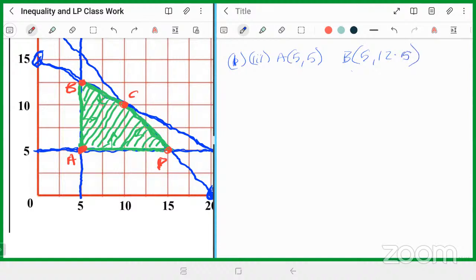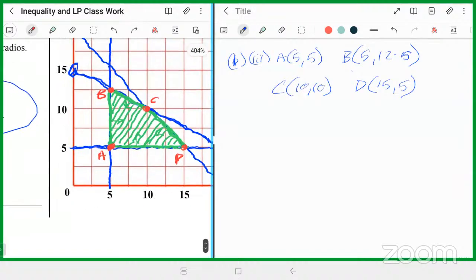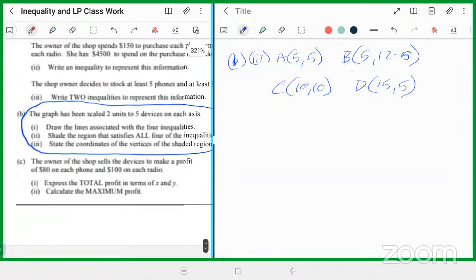Okay? Then C right here, C is 10, 10 clearly. So C is a point 10, 10. And then D right here is a point 15 is the X value, 5 is the Y value, 15, 5. So those are the 4 vertices. All right, that ends that part. Then we'll come to part C now.